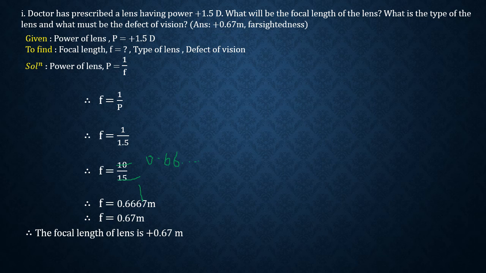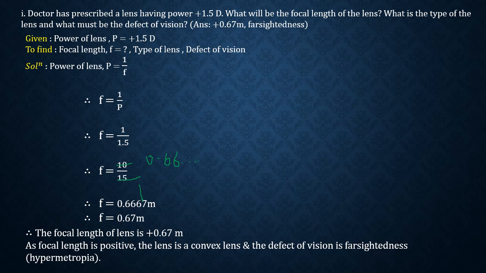Correct. So now your focal length is positive, means with what type of a lens it is? So it is your positive, sorry, it is your convex lens. Okay. So as the focal length is positive, the lens is a convex lens.